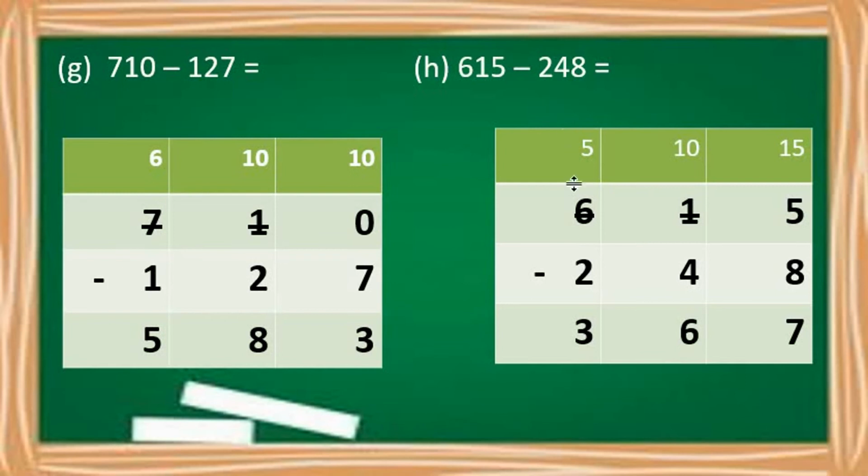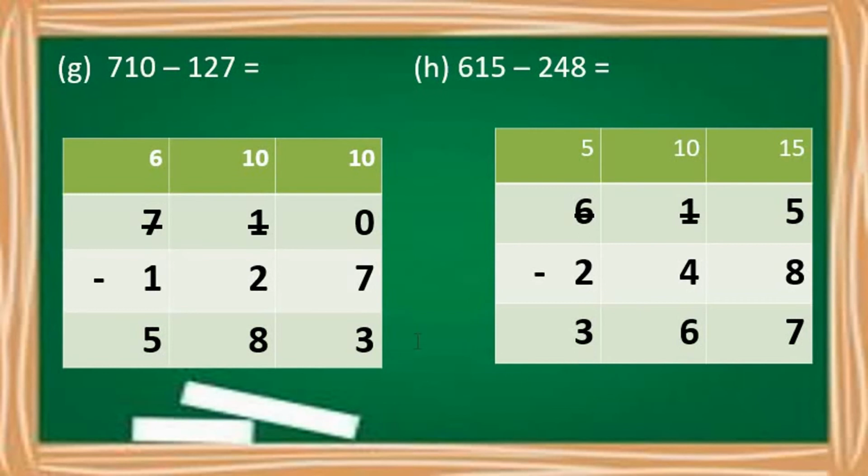Understood? Then again cut the further digit. 6 minus 5. Is this possible, all students? No. Is this not possible? 6 minus 5. So 5 minus 2. How many, students? 5 minus 2 is equal to 3.